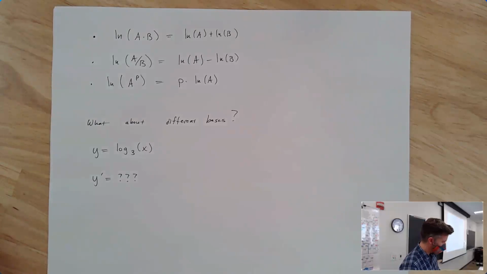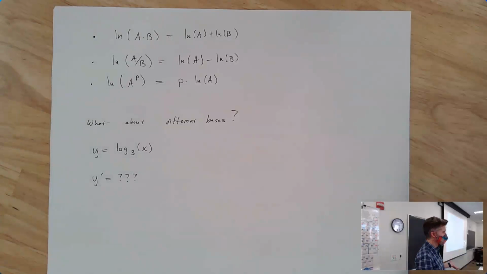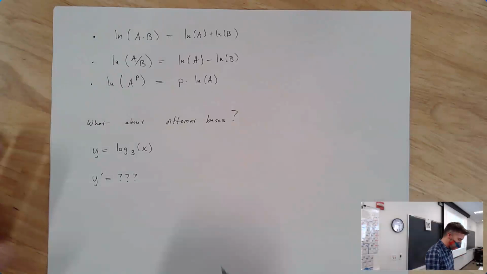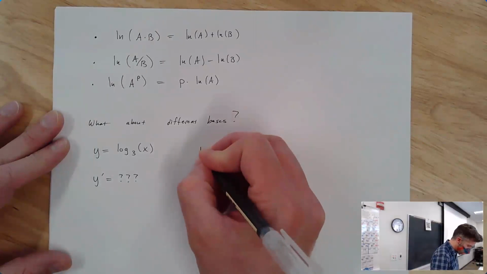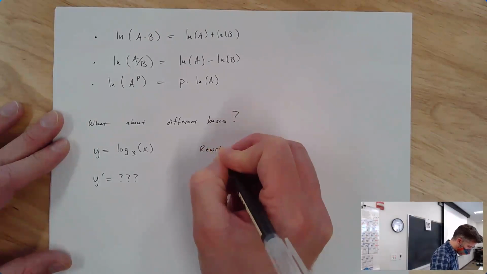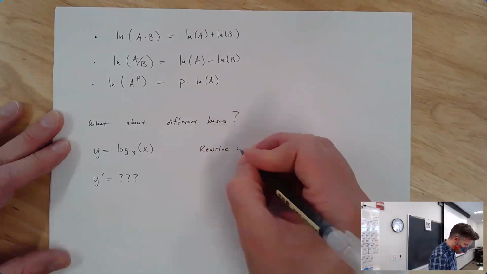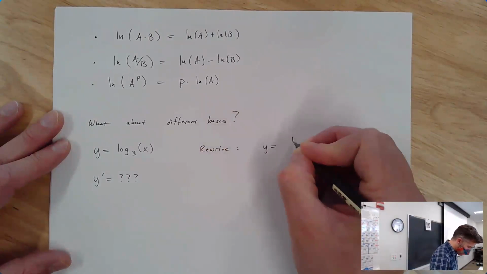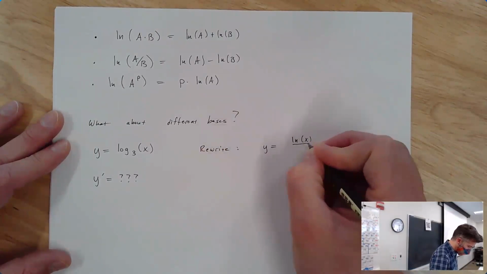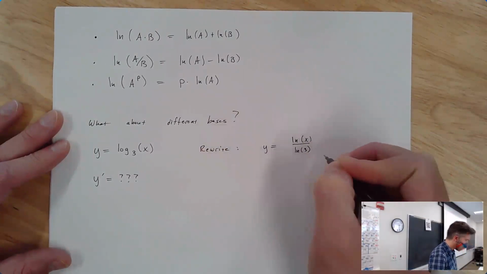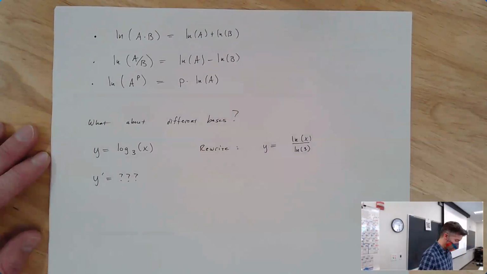People have different ideas about how you want to do this. So here's one way. You can totally rewrite log base 3 of x as the natural log of x divided by the natural log of 3. It's the change of base formula.